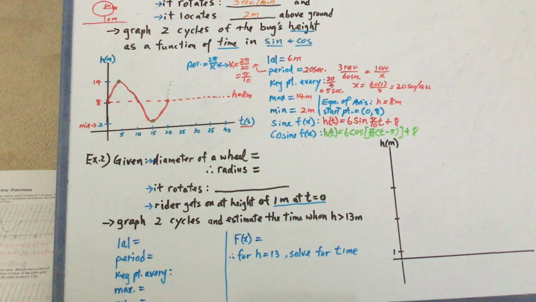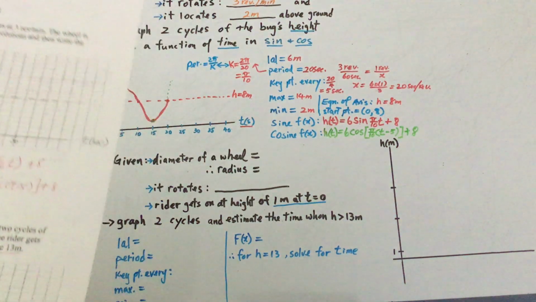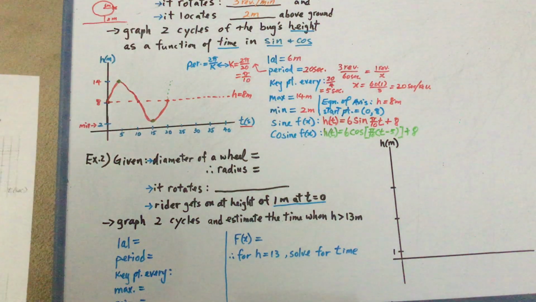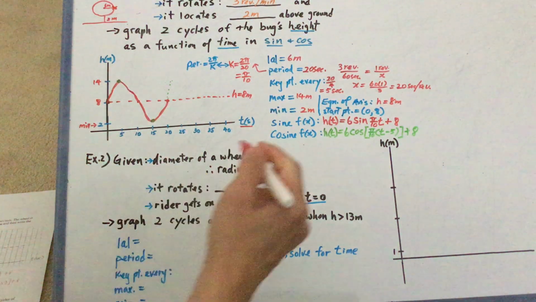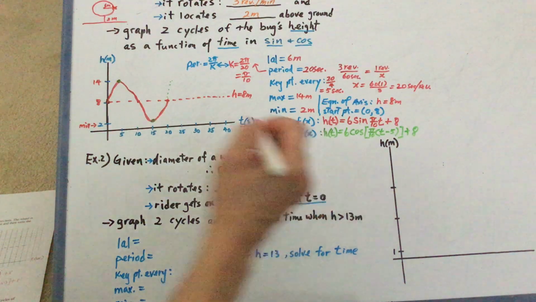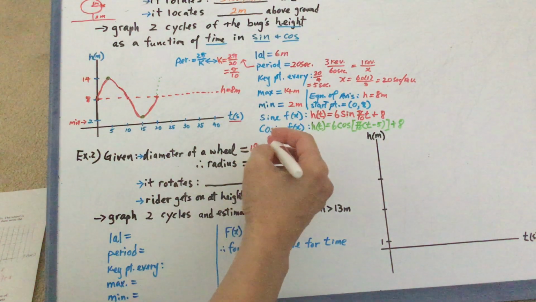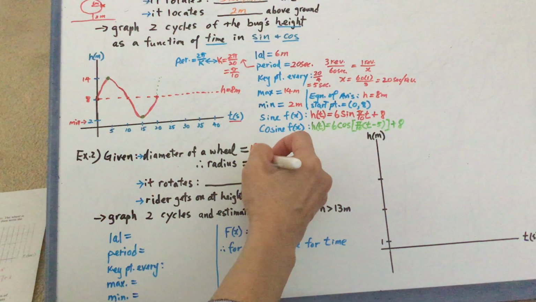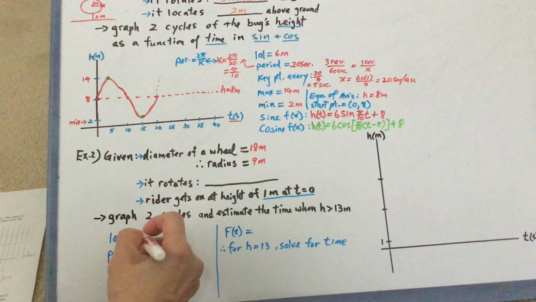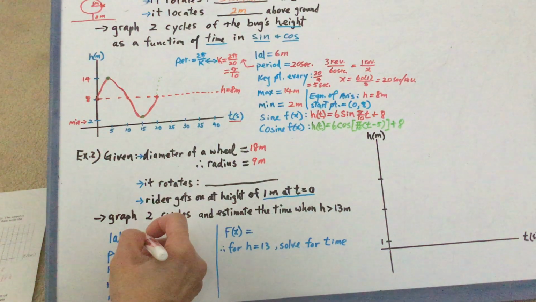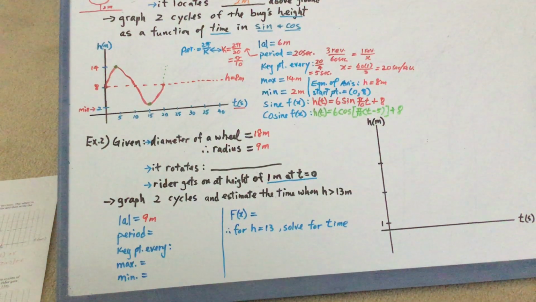The next example is about a Ferris wheel, a very popular type of word problem. It has a diameter of 18 m, okay? So when the diameter of a Ferris wheel is 18, that means the radius is going to be half of it. So half of 18 is 9. So right away, I know that the radius is going to be 9 m, and that also gives me the indication that the amplitude is also 9 m. So you can also write this right away, okay?